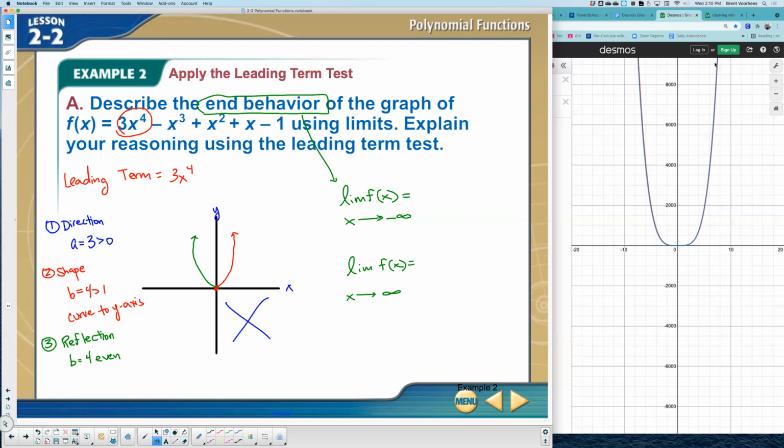Now you could answer the limits even if you hadn't graphed. I know over here we had the graph the whole time. You might be thinking that yourself, like, Mr. Voorhees, you have the graph. Do we really need to do it? Yes, I just wanted to review that.